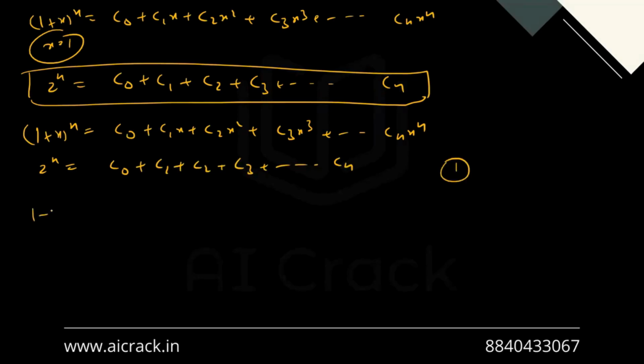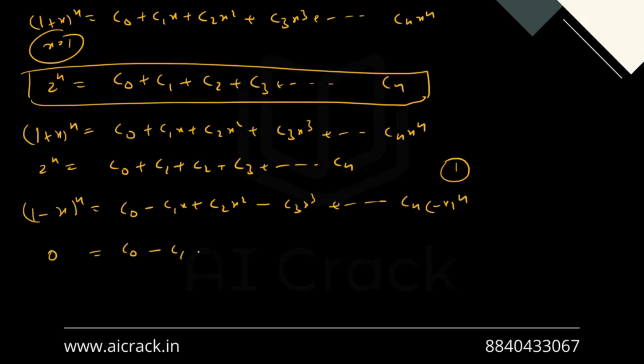Now, if we talk about (1 minus x) raised to the power n, that would be C0 minus C1x plus C2x square minus C3x cube till Cn (minus x) raised to the power n. Okay. If you put x equals to 1 over here, you'll get 0 equals C0 minus C1 plus C2 minus C3 till the end, that is Cn (minus 1) raised to the power n. Okay. Now this is our second equation.